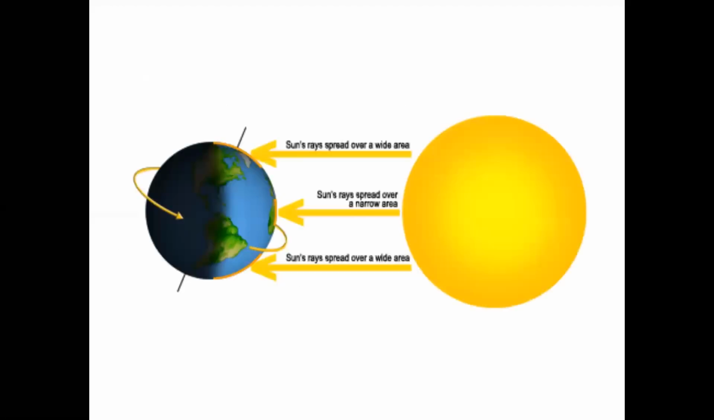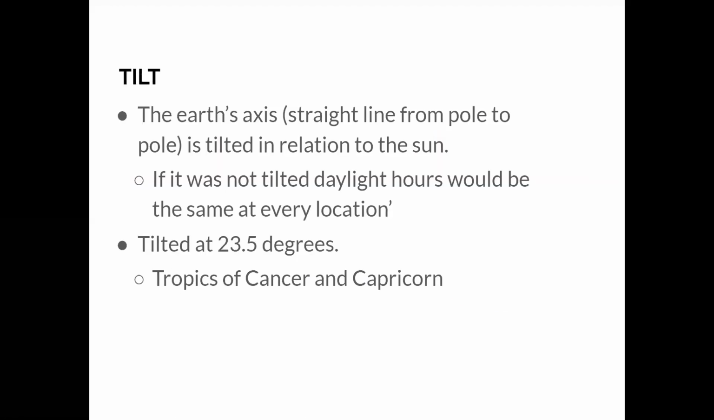Next, we're going to look at tilt. The Earth's axis, the straight line from pole to pole, North Pole to South Pole, is tilted in relation to the sun. Does the Earth travel straight up around the sun? No. When we talk about a tilt, we have a slight tilt in the Earth. So we're not straight up and down. That's what we mean by having a tilt.